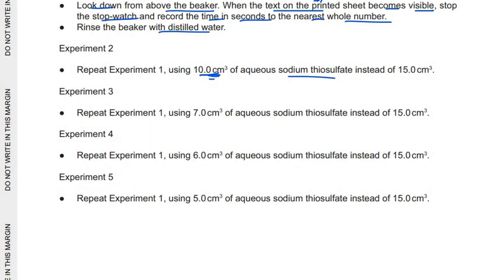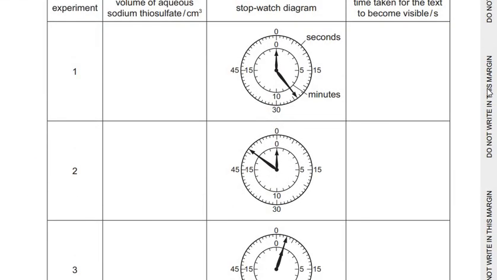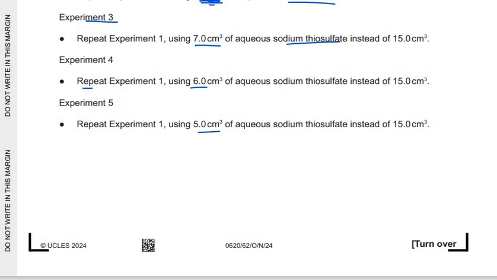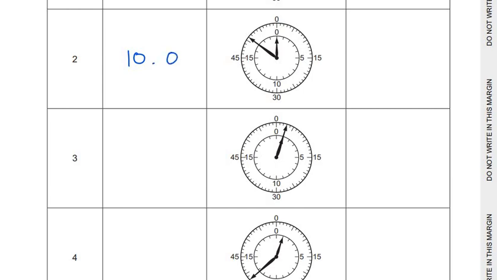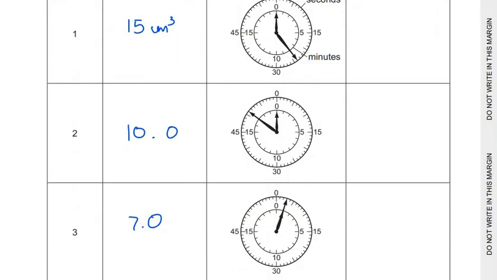Now in the first experiment we had used 15 cm cube. In the second experiment we are using 10 cm cube, and the process remains the same. In experiment 3 we'll be repeating the same experiment with 7 cm cube of the thiosulfate, and so on. If we look at the table drawn here, we can fill in that the volume of sodium thiosulfate used in the first experiment was 15 cm cube, then 10 cm cube, and in the remaining experiments we had 7, 6 and 5, which can be added here as 7.0, 6.0 and 5.0 cm cube of sodium thiosulfate. So here also we'll add 1 decimal place to show the volume.